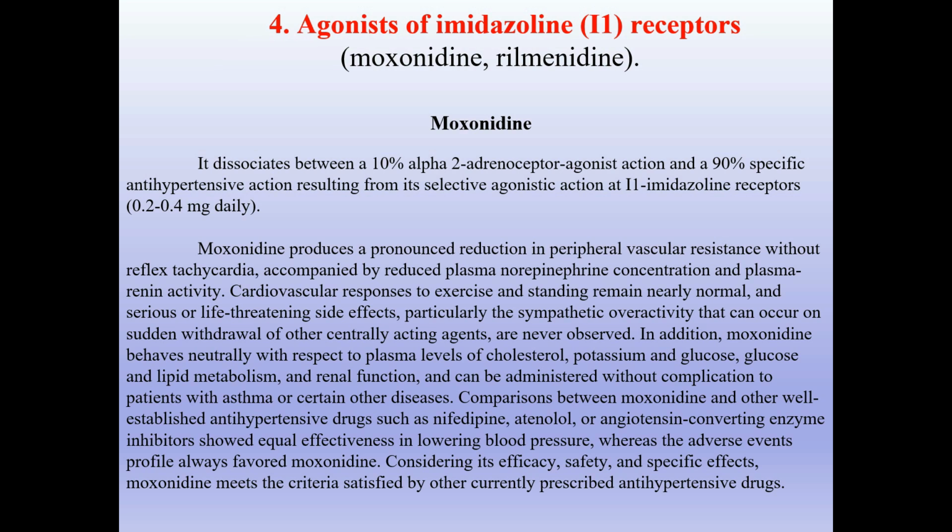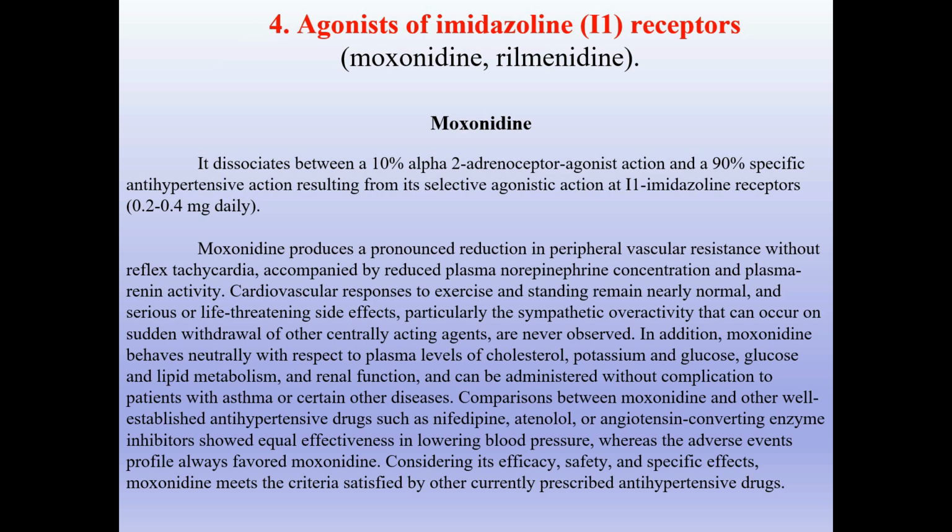Moxonidine produces a pronounced reduction in peripheral vascular resistance without reflex tachycardia, accompanied by reduced plasma norepinephrine concentration and plasma renin activity. Cardiovascular responses to exercise and standing remain nearly normal, and serious or life-threatening side effects, particularly the sympathetic overactivity that can occur on sudden withdrawal of other centrally acting agents, are never observed.